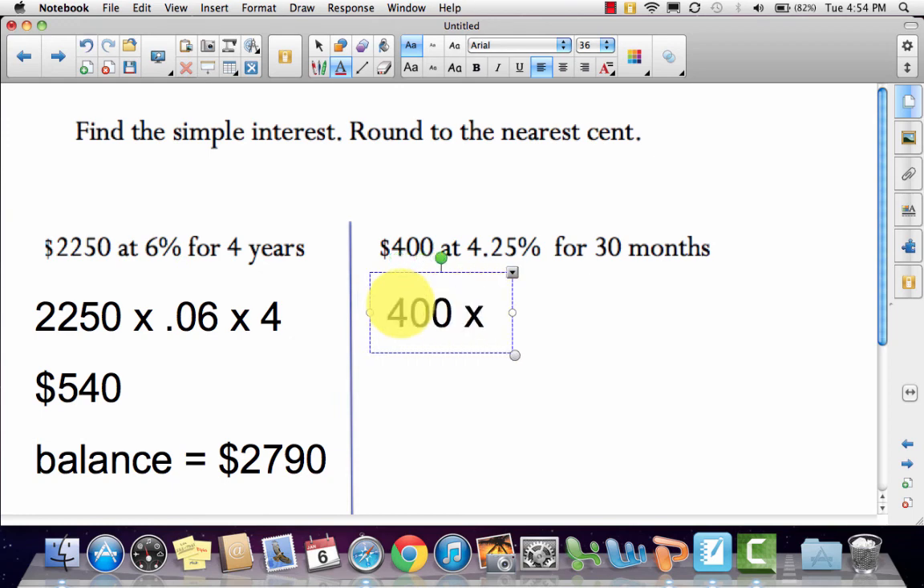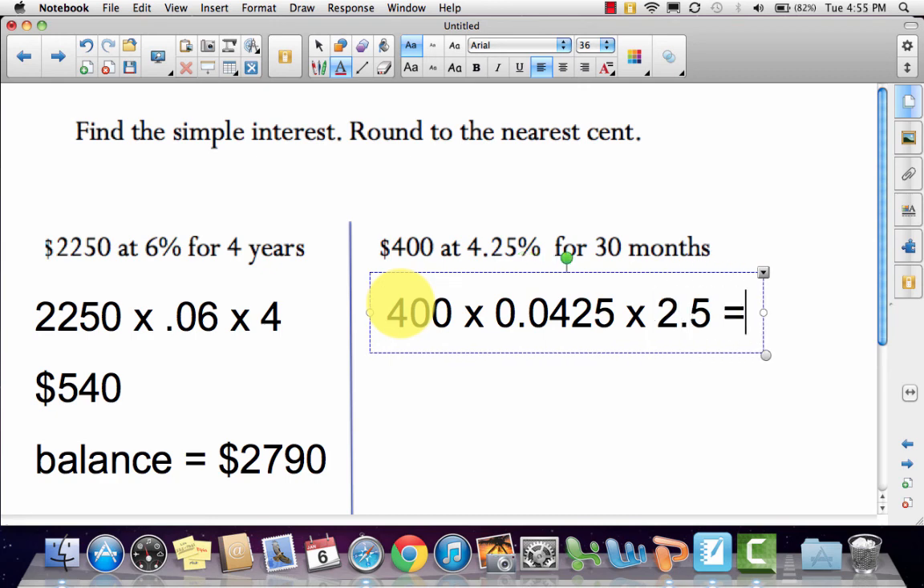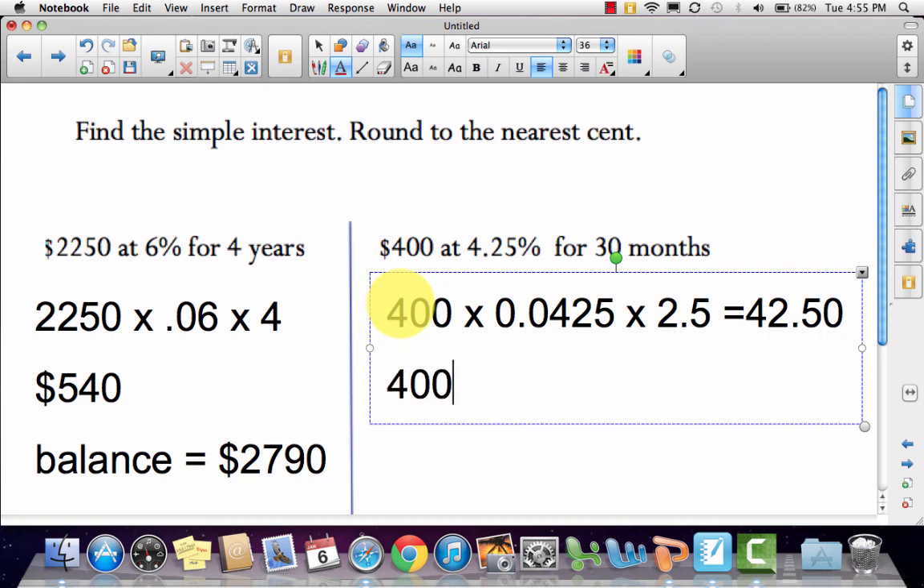For the second problem, $400 is your principal. Your rate as a decimal is 0.0425. And then your time, 30 months, if I divide that by 12, I get 2.5 years. So 400 times 0.0425 times 2.5 means that we gain $42.50 in interest. So my balance, I add together what I originally had, 400, plus the 42.50, and I find out that I now have $442.50, and I just want to make sure that I label that with a dollar sign.